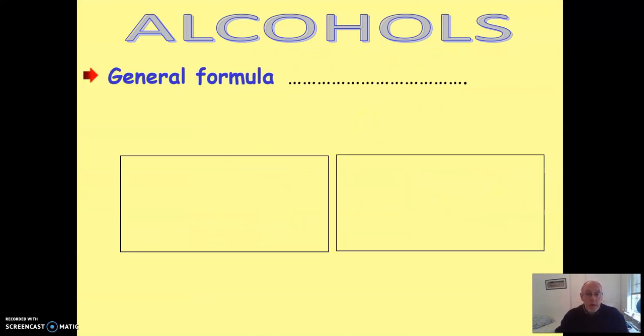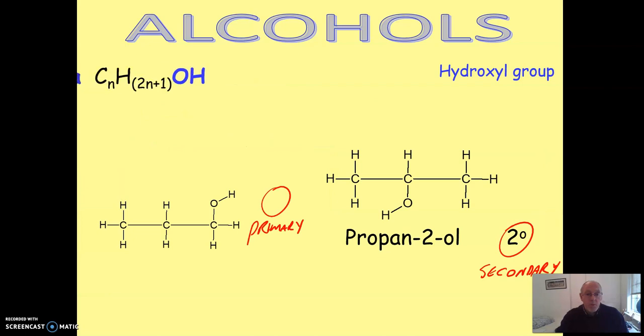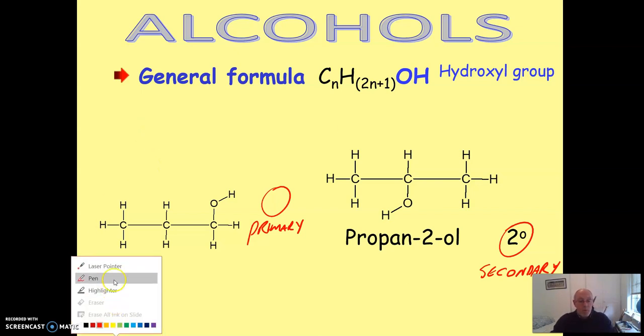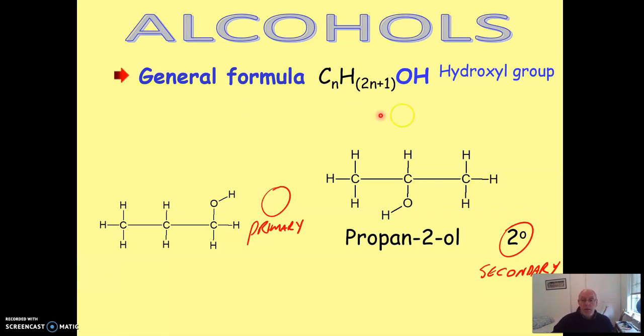So alcohols have a general formula, and the general formula is CnH2n+1OH. It works for any of the alcohols. You can try them if you want. The OH group we call a hydroxyl group, so that's here, and this hydroxyl group is the OH.